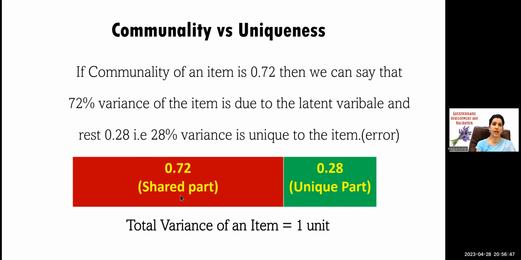If I say that the communality of this item is 0.72 or 72, then what meaning does it convey? It conveys that 72% of the variance in this item, if the total variance of this item is 1 unit, is due to the latent variable and 28% is due to the error, which is unique to this item, or some other latent variable. So have you understood this communality versus uniqueness?